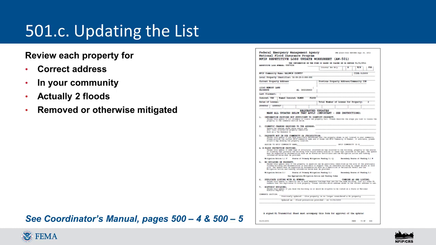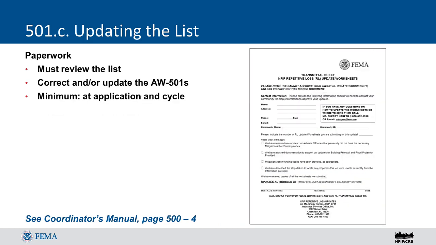Also, if flood protection has been provided, there is a list of documentation that you need to provide to support whatever needs to be done on that AW501. When you get your list, you need to review the list. It is required when you are undergoing a cycle, and it is strongly suggested if you are in between cycles. Cycles happen every 3 to 5 years.